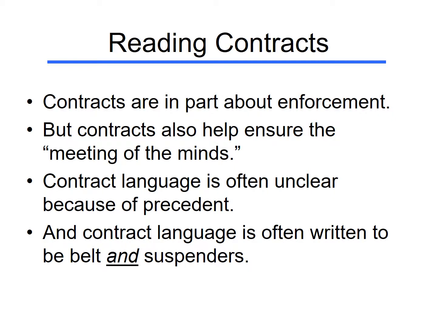Back to my 4 big points. We've covered the first 3. We've covered the first point, that contracts are in part about enforcement, the second point about contracts helping with the meeting of the minds, and the third point that contract language is often unclear because of precedent. But let's look at the fourth. I note that contract language is often written to be belt and suspenders. What do I mean by that one?